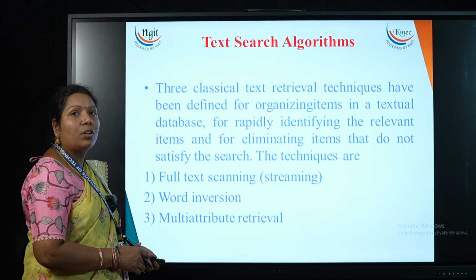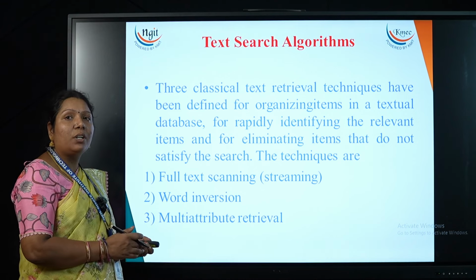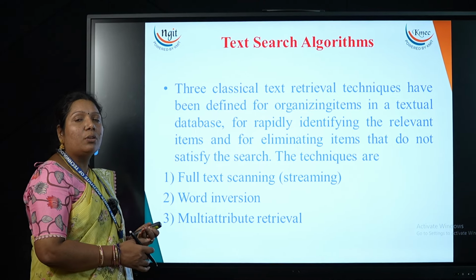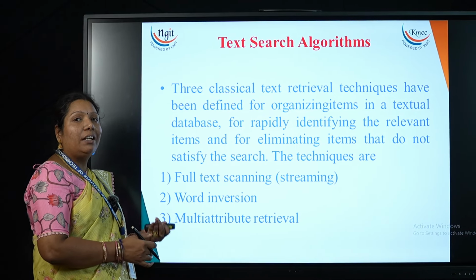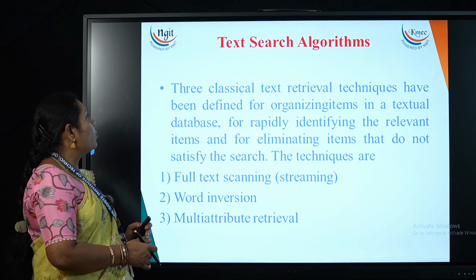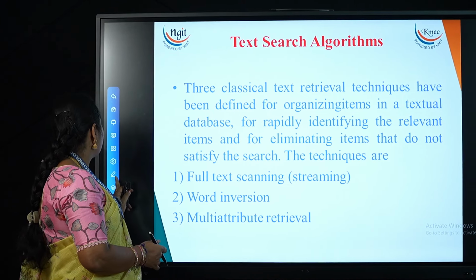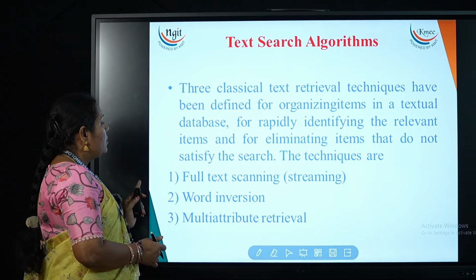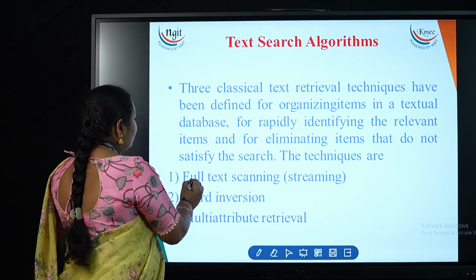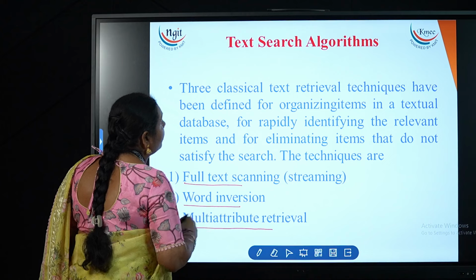So till now we have seen what a retrieval system is, how it stores the document, how you do the indexing, and how you create a pattern for the retrieval system. Here we are mainly focusing on text search algorithms. We have 3 classifiers in the text search algorithms. The first one is full text scanner, then word inversion, and multi-attribute retrieval.